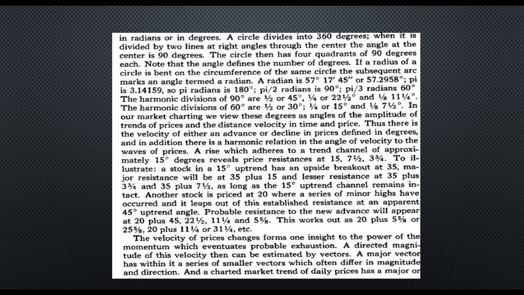Thus, there is the velocity of either an advance or a decline in prices defined in degrees. And in addition, there is a harmonic relationship in the angle of velocity to the waves of prices. A rise which adheres to a trend channel of approximately 15 degrees reveals price resistances. At 15, half of that's 7.5, half of that is 3 3/4. To illustrate, a stock in a 15-degree uptrend has an upside breakout at 35. Major resistance will be at 35 plus 15, and lesser resistance at 35 plus 3 3/4 and 35 plus 7.5, which are divisions of the 15.